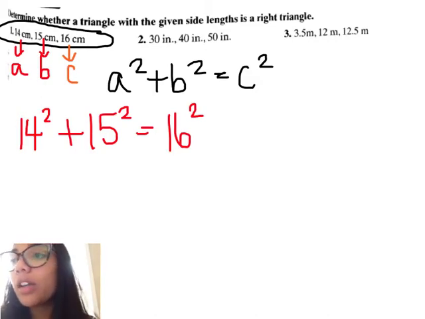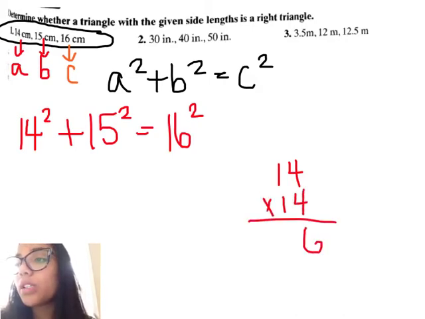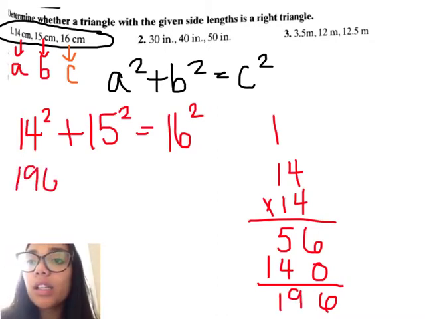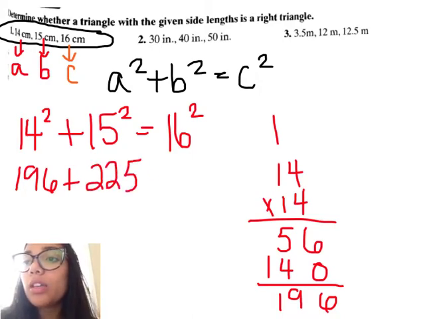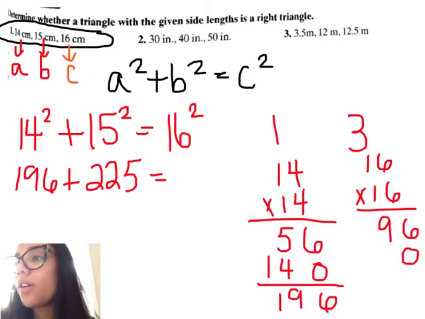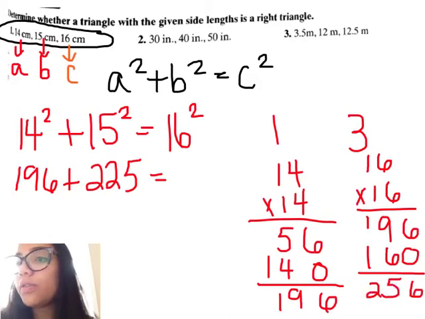So 14 squared, and you should know it, but if you don't, you multiply it out. 4 times 4 is 16. 4 times 1 is 4, plus 6 is 10, 140. 196. So I have 196 plus 15 squared is 225. We just did that one on the other problem. Equals 16 squared. 16 times 16. 6 times 6 is 36. 6 times 1 is 6, plus 3 is 9, 96. Bring down my 0. 1, 6, 5, 256.